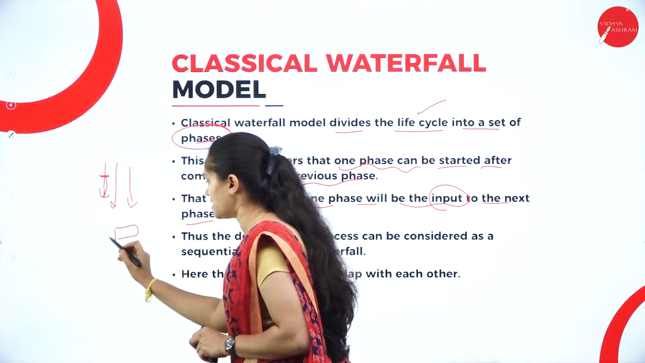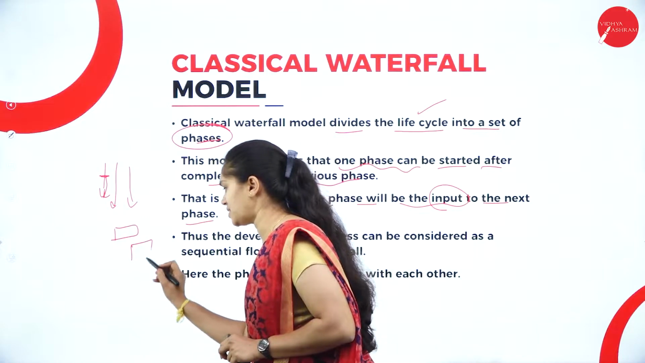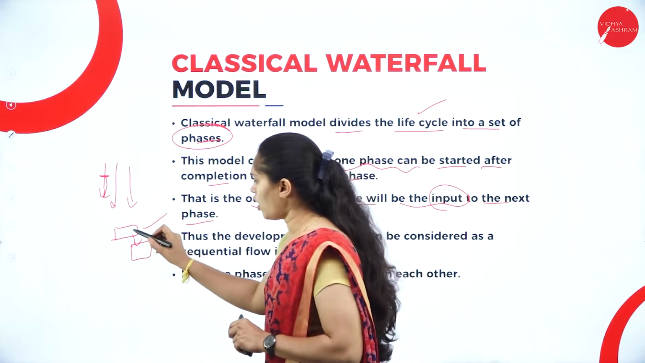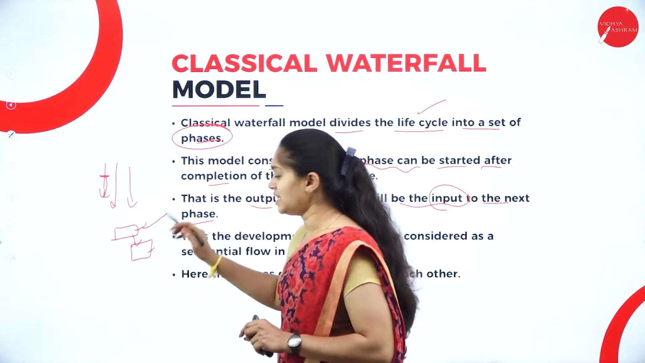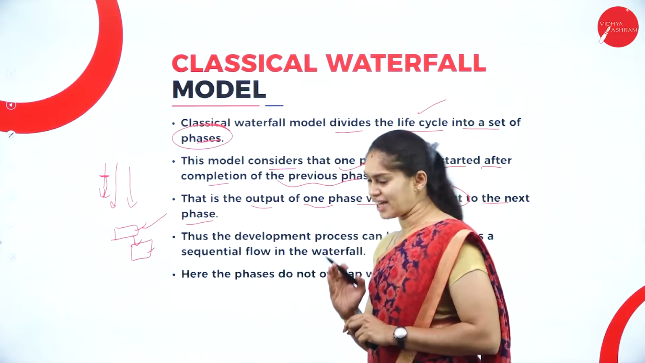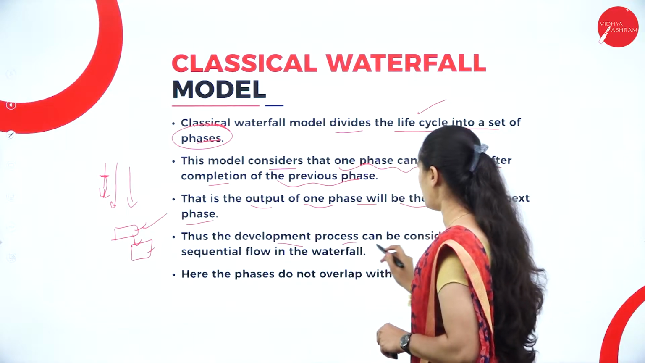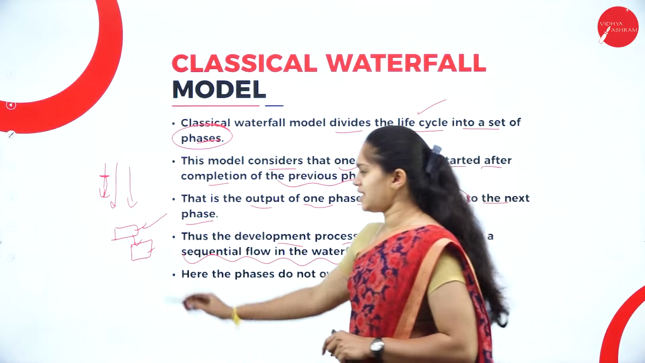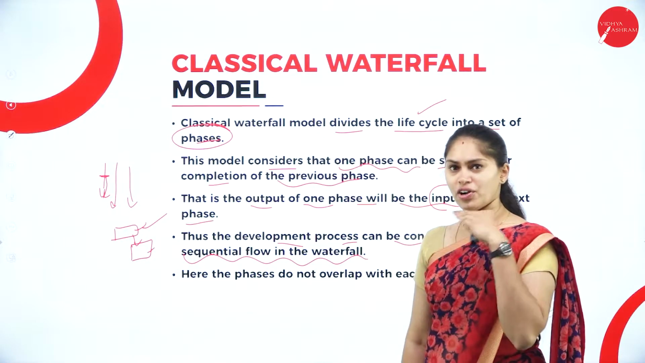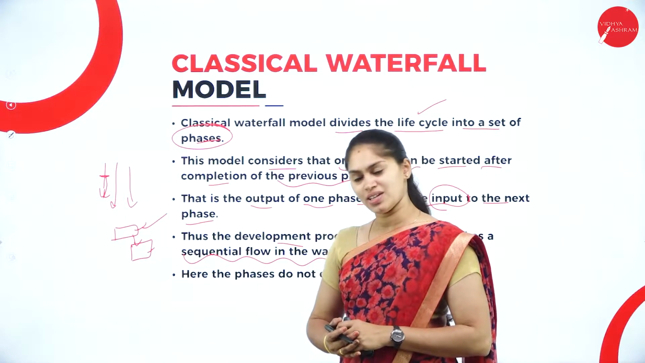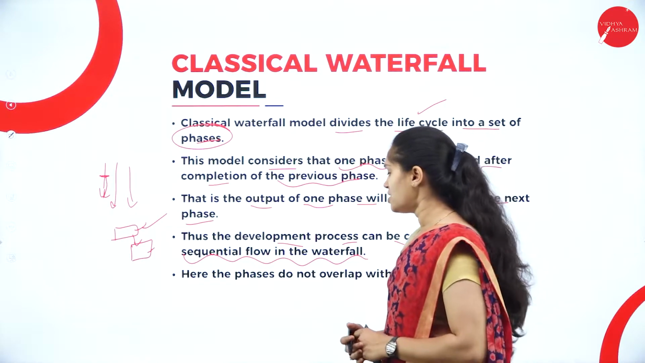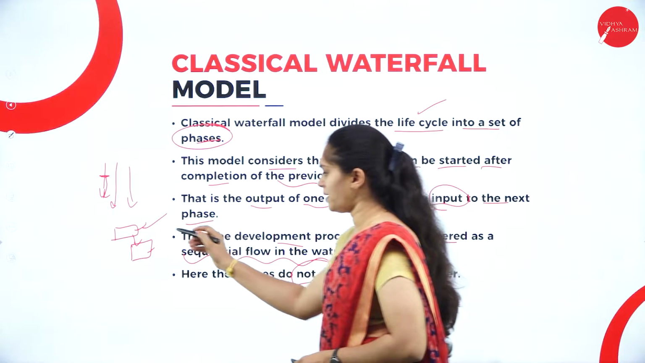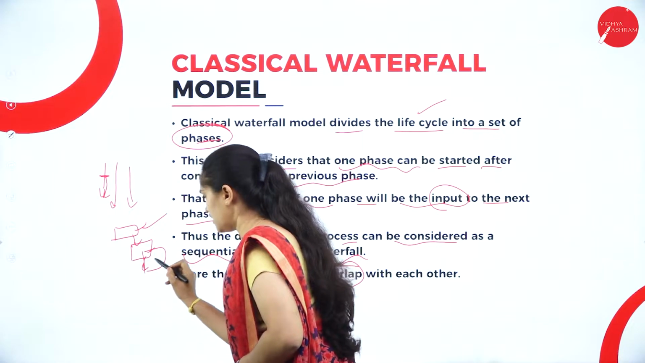For example, consider this is one phase, this is another phase. If I'm done with this phase, then only I can reach the next phase, and whatever output I got in the first phase will be the input for this phase. This is a unidirectional model. The development process is a sequential flow in the waterfall, one by one. If one phase is over, then only I can reach the next phase, otherwise it is not possible. So the phases do not overlap. For example, here it has to be like this; I can't take it in this manner.